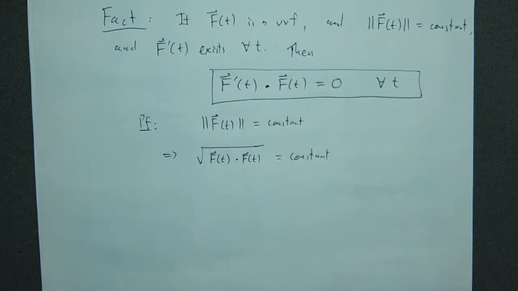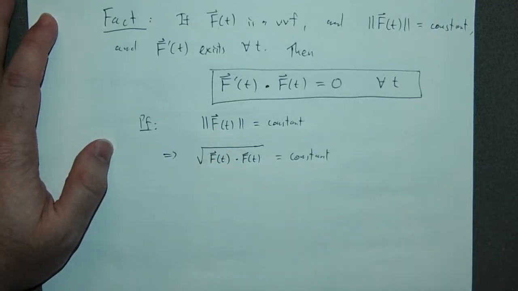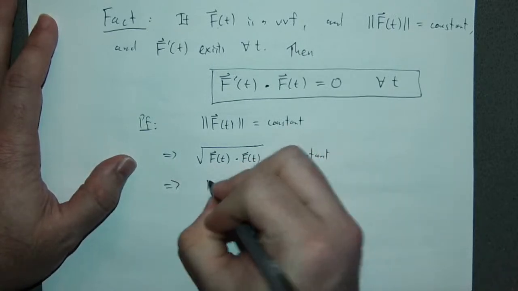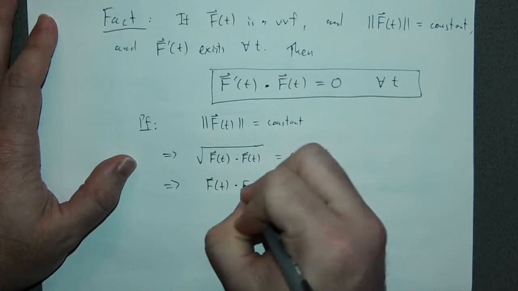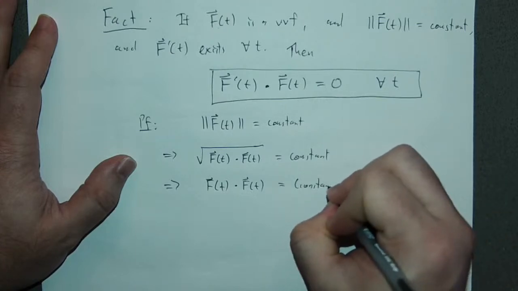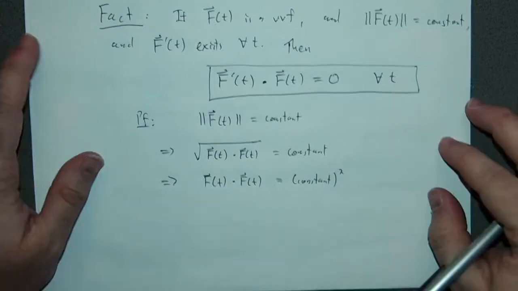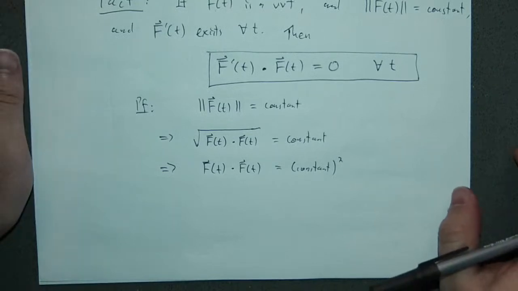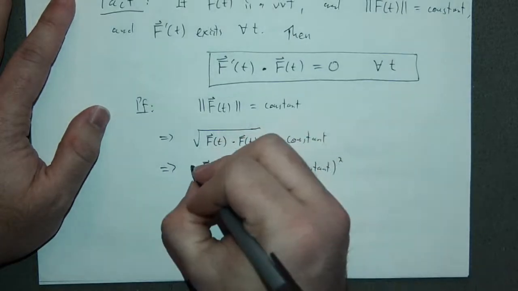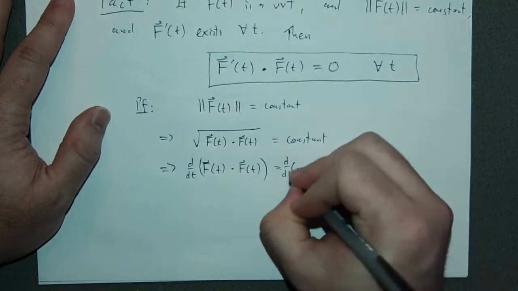Remember that you could think of the length of a vector coming from the dot product in this way, so it's the square root of the vector dotted with itself. Here I can square both sides, and what I get is f of t dotted with itself is equal to whatever that constant is squared. I don't care what it is. It's still just some constant. The reason why I don't care is that at this step I'm going to take the derivative with respect to t of both sides.